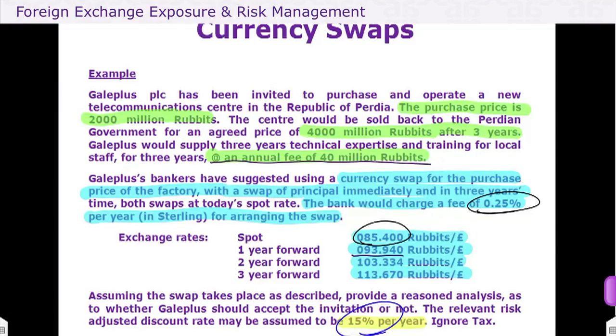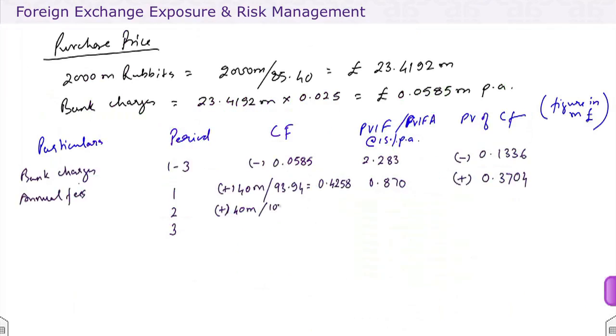Second year again you are making annual inflow in the form of training as 40 million, but then the rate has gone different, it is 103.334. So dividing it with 103.334, it comes to 0.3871 million, multiplied with the present value factor of 15% for 2 years, 0.756. The present value of the cash flow is 0.2926.